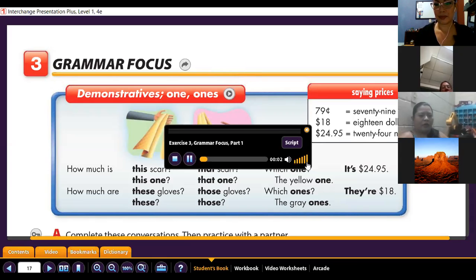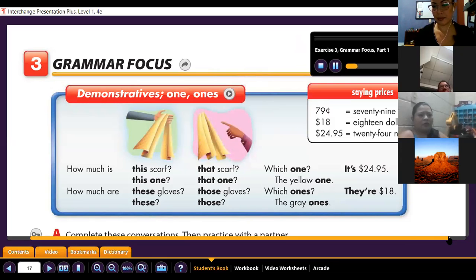Page 17, exercise 3, grammar focus. Demonstratives. 1. Ones. How much is this scarf? How much is this one? How much is that scarf? How much is that one? Which one? The yellow one. It's $24.95. How much are these gloves? How much are these? How much are those gloves? How much are those? Which ones? The gray ones. They're $18.